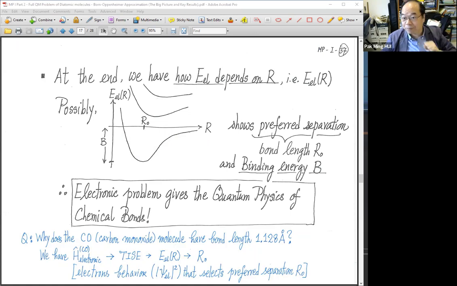The electrons' behavior, of course, is quantum mechanical, Schrödinger equation. The electrons' distribution is the wave function squared, right? So the electrons select a preferred separation that we call R0. This is the particular separation that nature, or the Schrödinger equation, or the electron's behavior prefers. So that will give you a bond length.